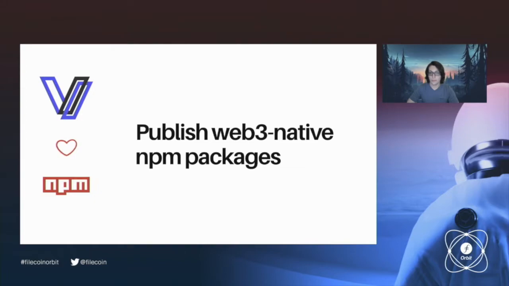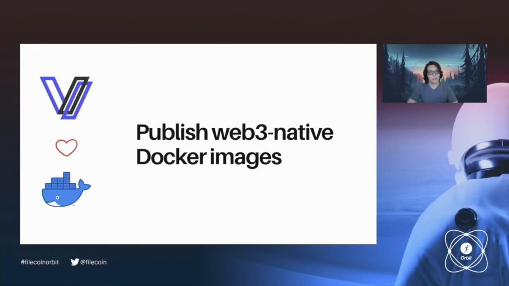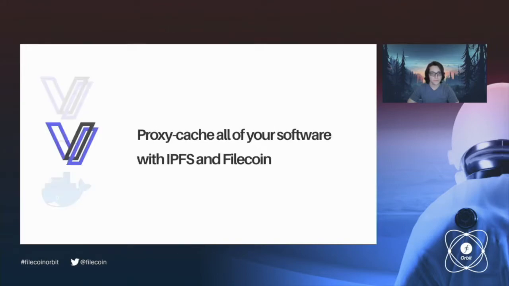You could also publish NPM packages in a completely Web3 native way. This means you don't have to rely on npmjs.org to publish your packages. Same thing applies for Docker images. You can host your own decentralized Docker registry and share your Docker images across your infrastructure and with your neighbors. And of course, you could proxy cache all of your software with IPFS and Filecoin.